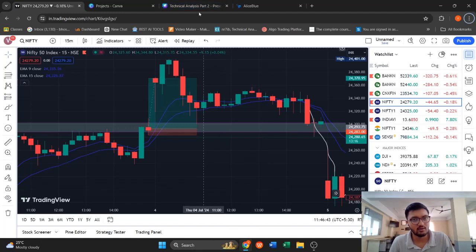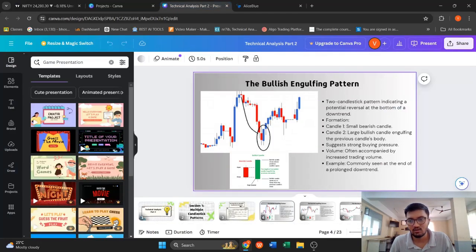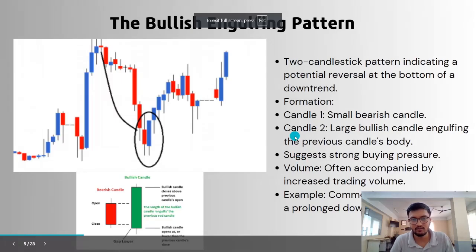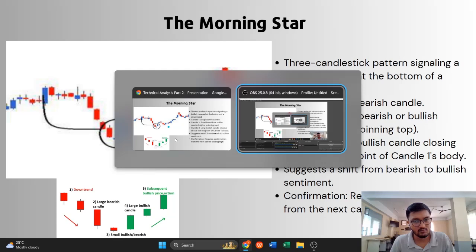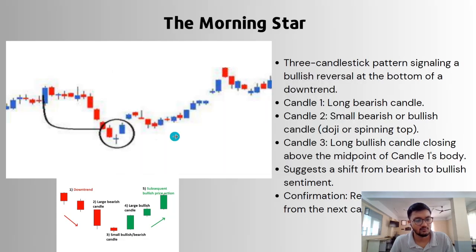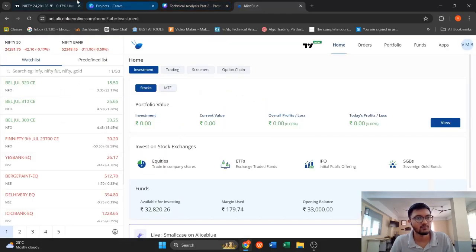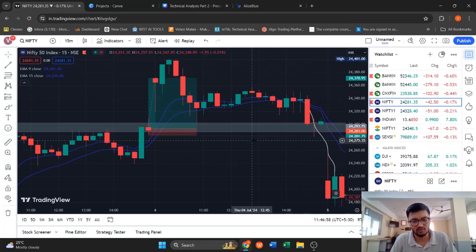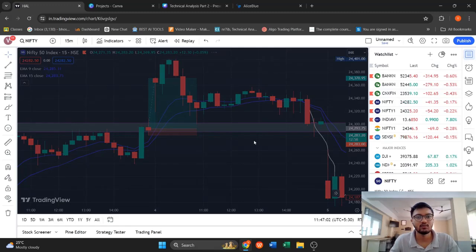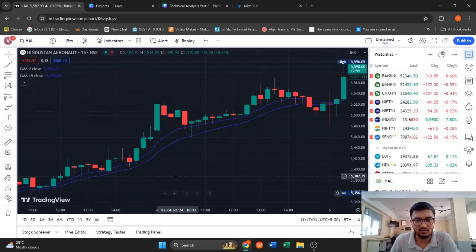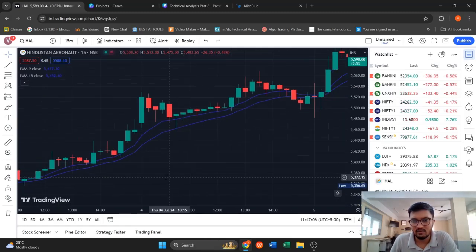Next, we'll look at the example of the morning star. So I'll just go to a stock, honestly. Morning star or evening star, whichever we get.